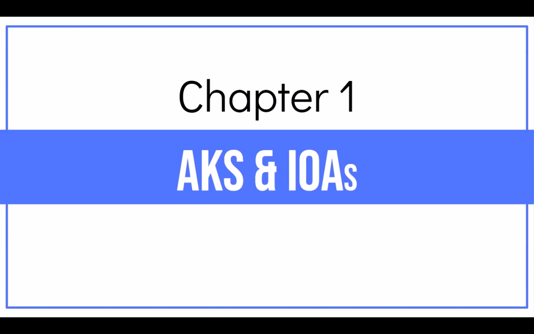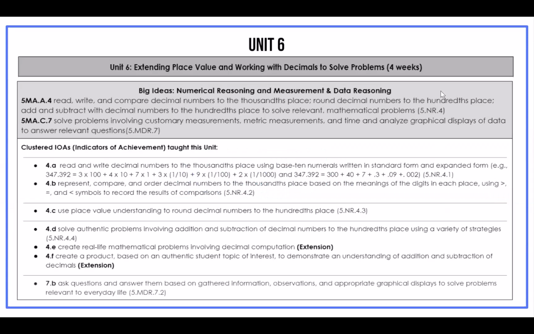In Chapter 2 of this video, we will look to see how the AKS and IOAs in this unit are paced in detail. This unit has two AKS. Under the AKS, you will find the Indicators of Achievement, or IOAs. Take note that we focus more on the IOAs because in order for students to show mastery of an AKS, they need the building blocks of the IOAs. You will also see that we have provided you with the state coding at the end of the IOAs so that if you were looking up resources on the Georgia DOE website, you are able to find the state IOA that is related to the GCPS IOA.